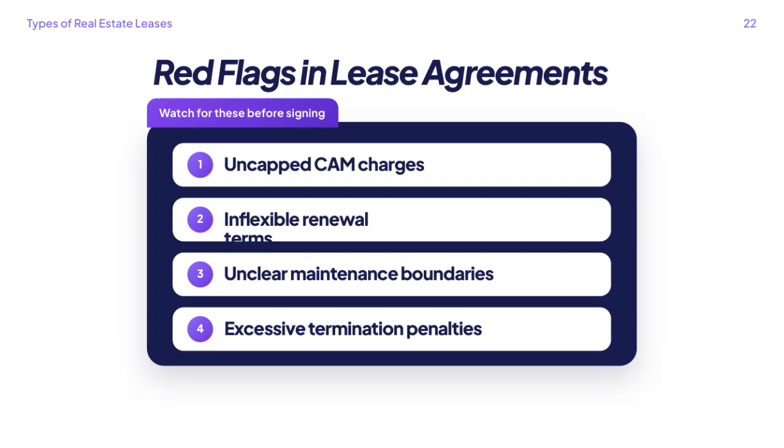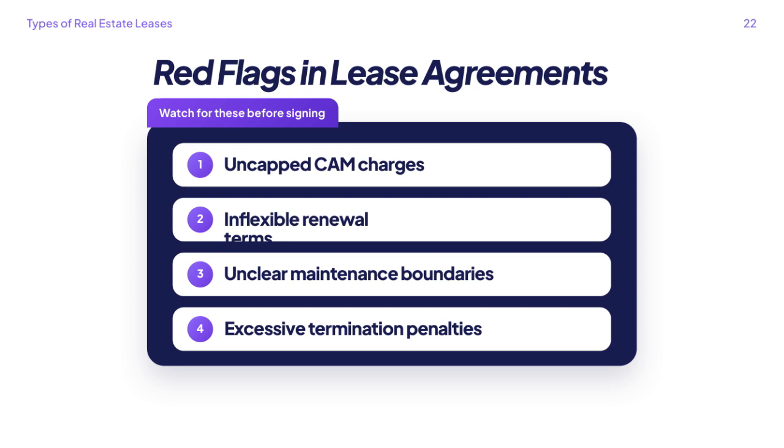When reviewing lease agreements, it's crucial to watch out for several red flags that could lead to costly surprises. First, uncapped CAM charges. These are common area maintenance fees that, if not capped, can escalate unexpectedly, increasing your expenses without limit. Next, inflexible renewal terms can lock you into unfavorable conditions or prevent you from adapting as your needs change. It's important to negotiate terms that offer some flexibility.